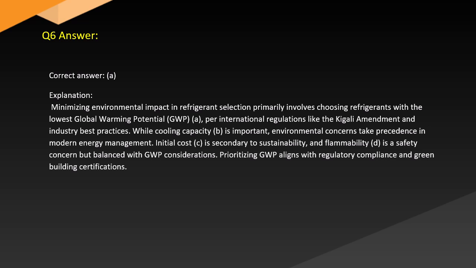While cooling capacity, B, is important, environmental concerns take precedence in modern energy management. Initial cost, C, is secondary to sustainability, and flammability, D, is a safety concern but balanced with GWP considerations. Priority to GWP aligns with regulatory compliance and green building certifications.